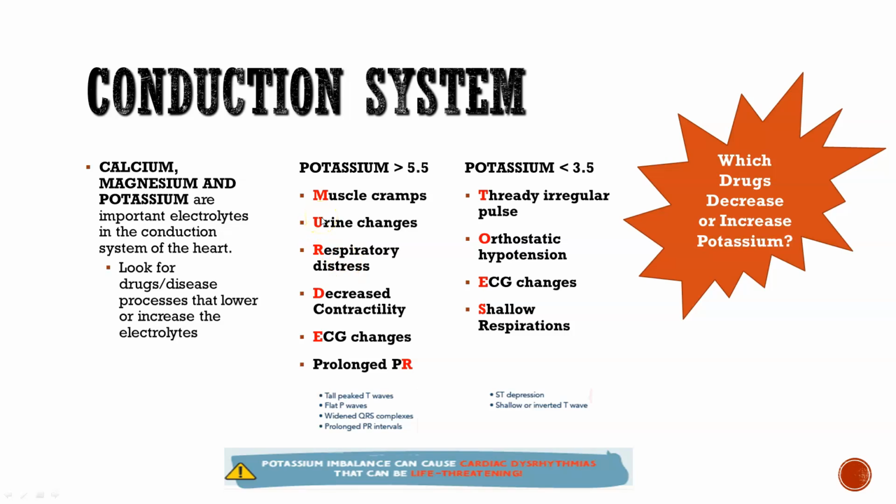Potassium is probably the biggest question that you will see. You will 100% see it on my exam. Potassium is vital to the function of your heart and the conduction system. So with hyperkalemia, you'll see muscle cramps, urinary changes, respiratory distress, decreased contractility, which is just a bad way of saying you have a bad pump, ECG changes, and you can have changes in that PRI. Hypokalemia: thready, irregular pulses. We've already identified that weak and thready is deadly. Changes in your blood pressure, ECG changes, and shallow respirations.